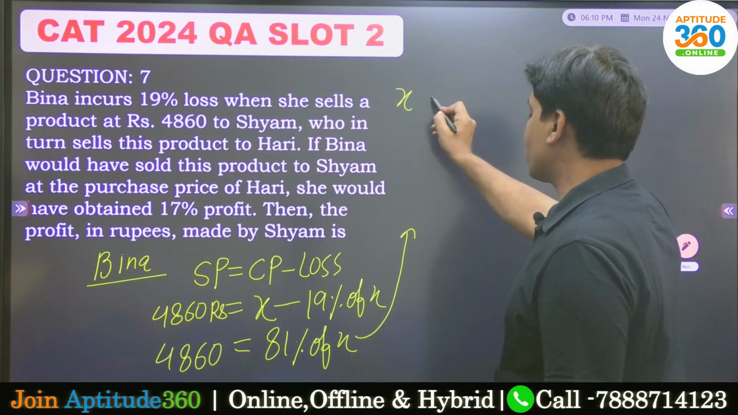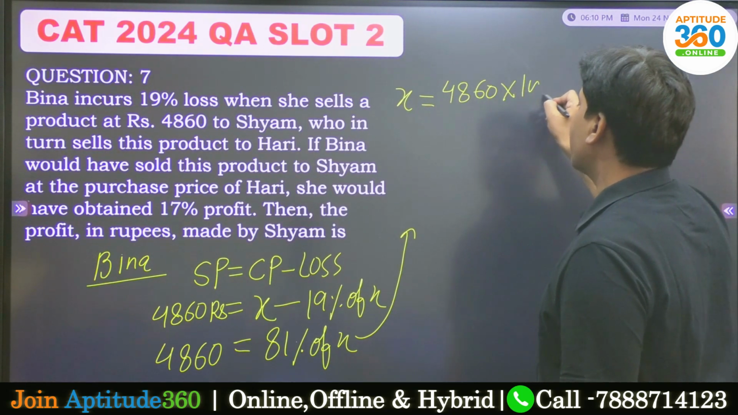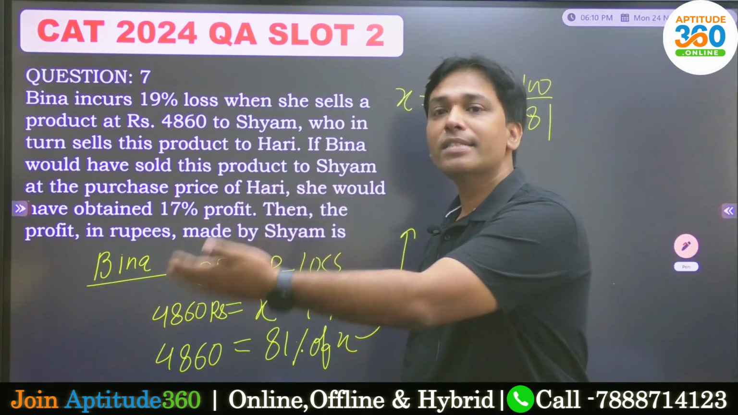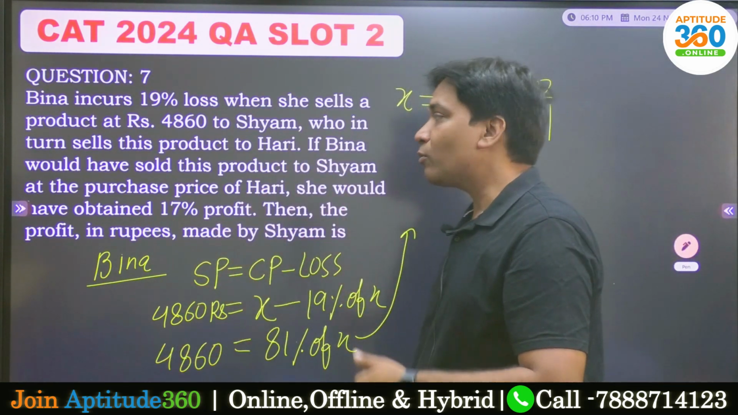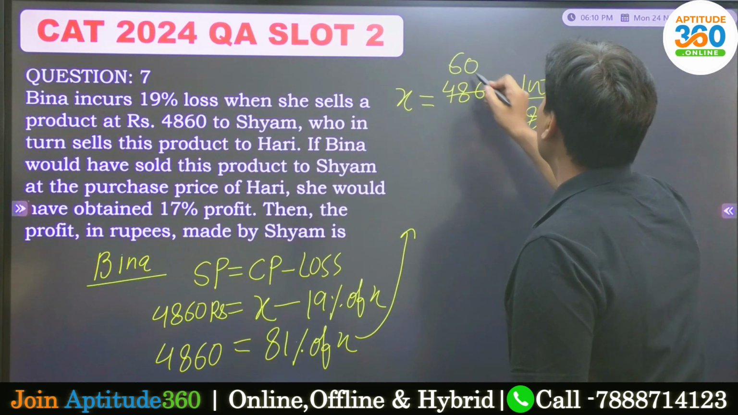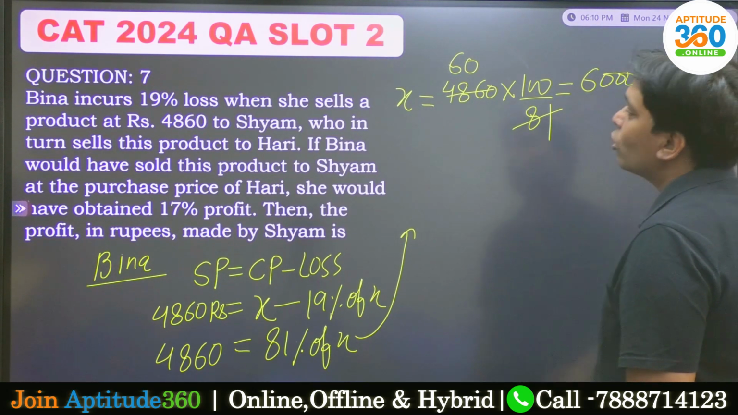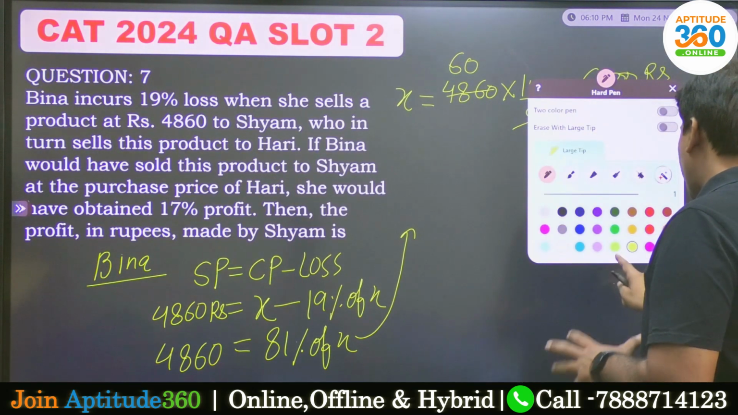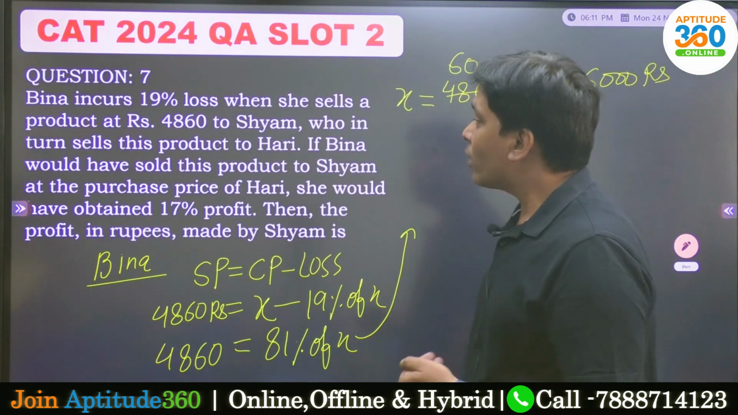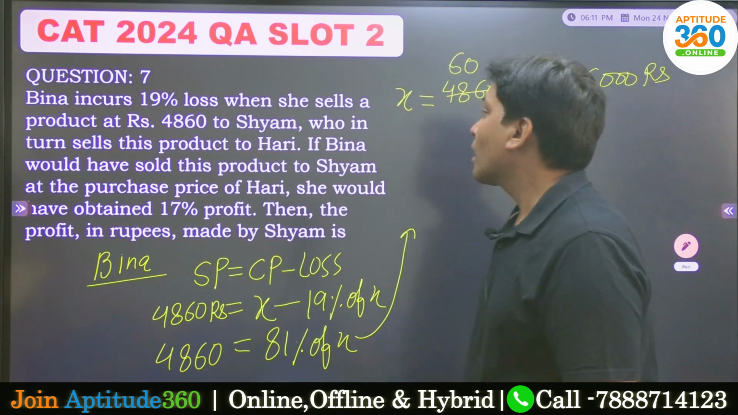So X comes out as what? 4860 into 100 over 81, because 81% is 81 upon 100. When it goes on the other side of the equality, it becomes 100 upon 81. Now, this is 160. So the value of X comes out as 6000 rupees. So now you know what is the cost price to whom? Cost price of Beena.